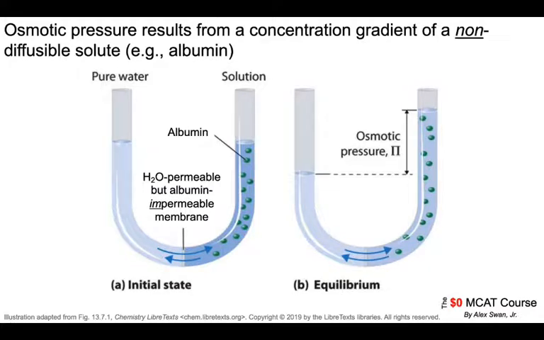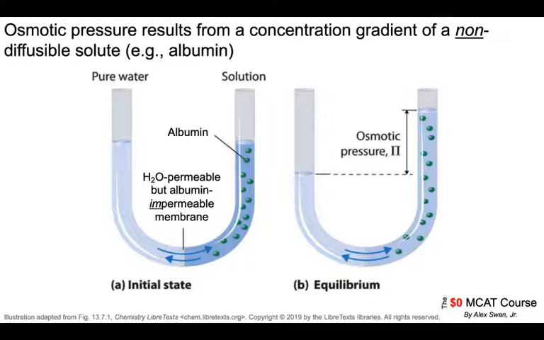So let's say we have this inverted U tube right here, and let's say we put water into it, right? We put water into it, and then we insert this membrane, and this membrane is going to be permeable to water, but it's going to be impermeable to albumin. Now, why is that important?